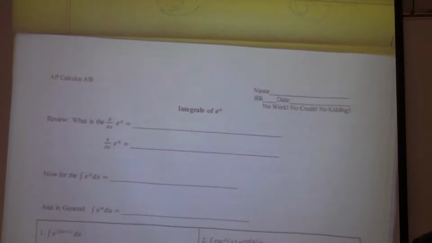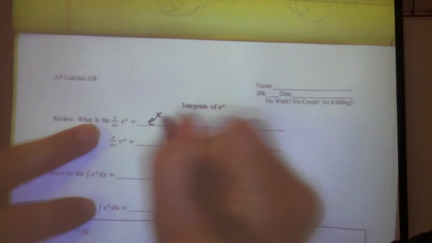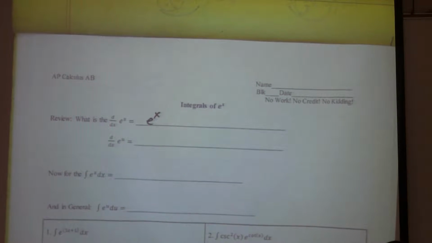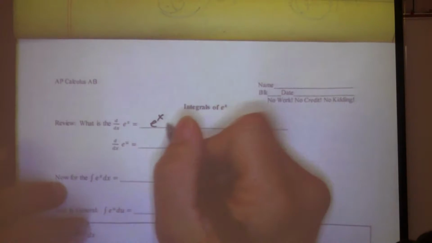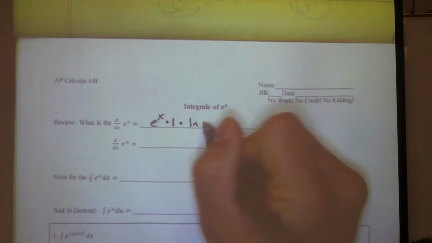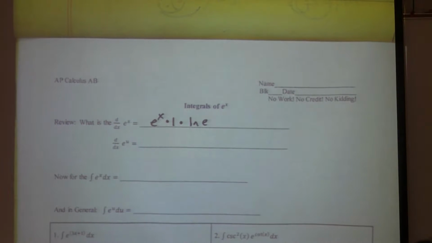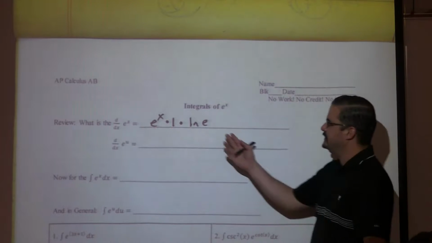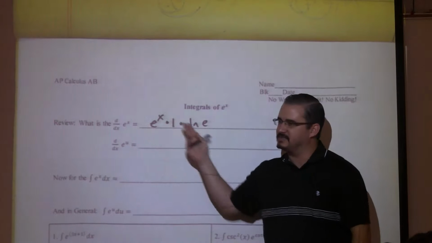Okay? So, for example here, do you recall when we found the derivative of e to the x, what the derivative was? It was really e to the x, right? Times what? Times the derivative of x, which is 1, and then also times ln of the base, which in this case was e. So, ln of e we know is what? 1 times 1 is 1 times that.